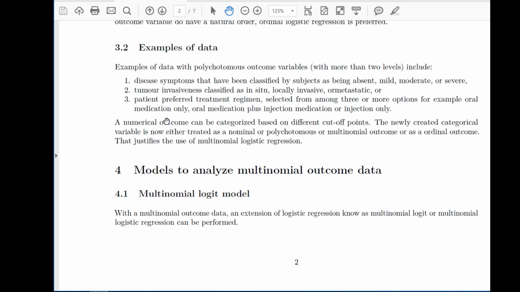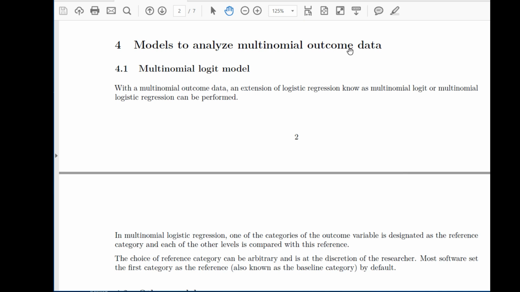And you can have a numerical outcome variable which you can categorize based on different cutoff points. The newly created categorical variable can now be treated as a nominal or polychotomous or multinomial outcome variable, or can also be treated as an ordinal outcome. So this goes back to you as the researcher, the scientist. What is your interest? To analyze your data without looking at the ranking or the ordering, or to look at the relationship between covariates and the outcome based on the ordinality, ranking, or ordering? If you are not interested in the ordering or the ranking, then use multinomial logistic regression.